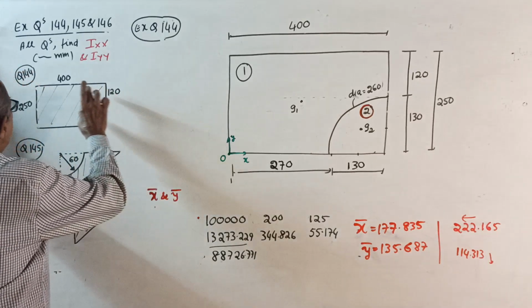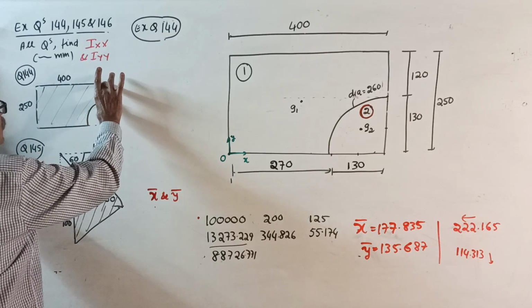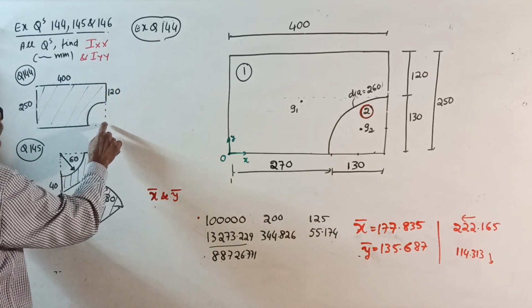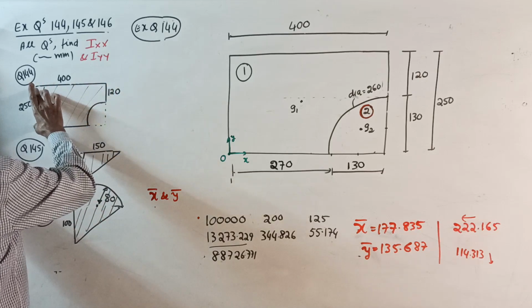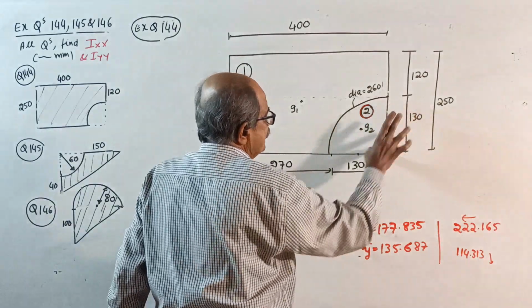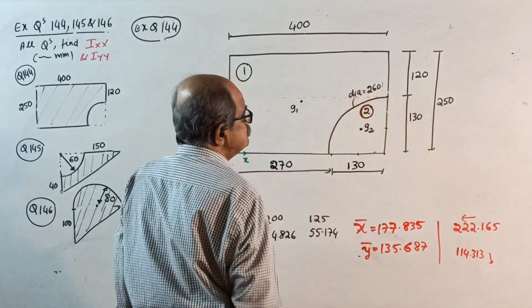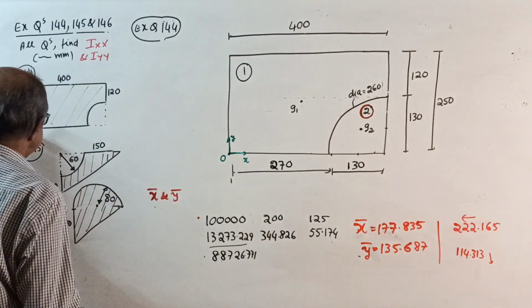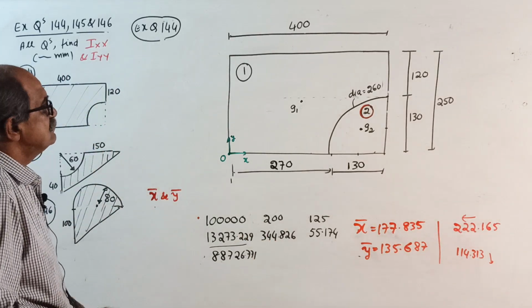Dimensions-wise, see, this is 250. This is 120. For this quadrant, you require the diameter. See, 250 minus 120 means this is 130. So 130 is the radius. So the diameter is 260. Okay, that's all. 145, I will tell later.